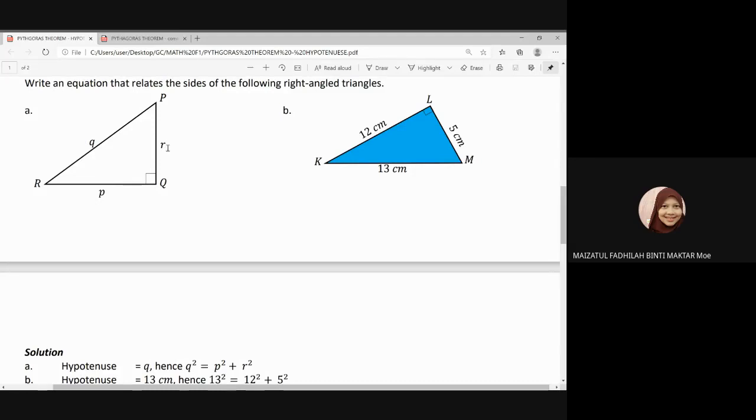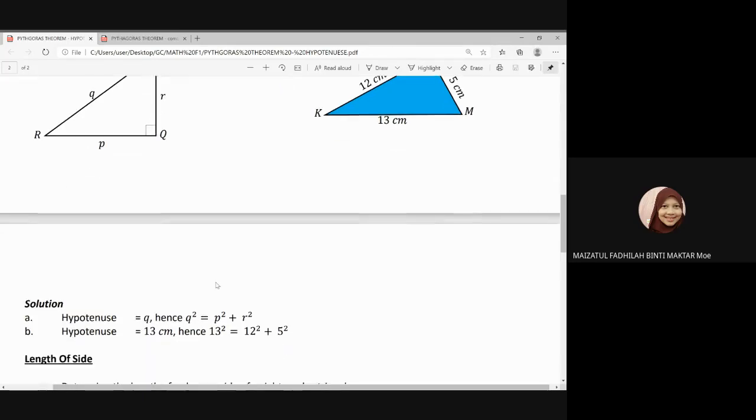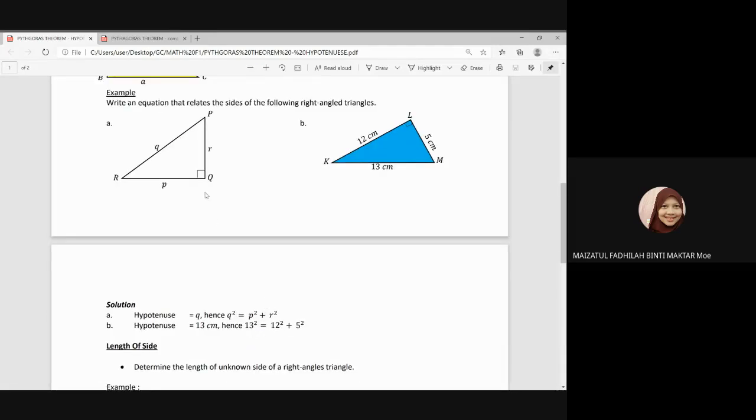Alright, if you do not want to use Q as the hypotenuse, you want to use the hypotenuse PR, sorry. It will be like this one.